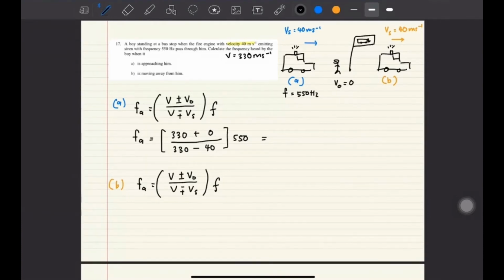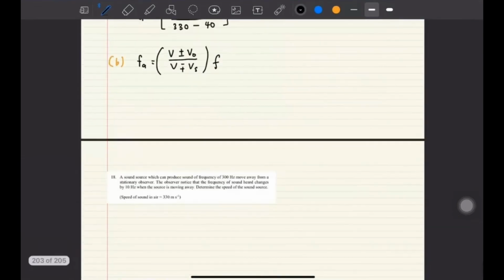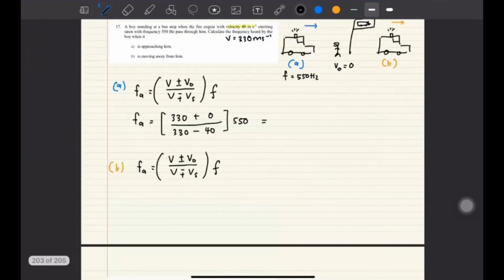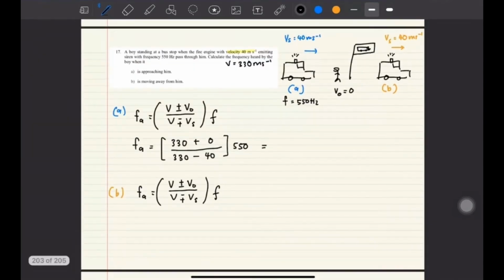Okay, so dapat berapa ni? Question 17A. Mana saya dapat 330 tu? Saya ambil daripada soalan seterusnya. Dia sepatutnya diberi lah. Sepatutnya dia memang beri dalam soalan ni. Sebab dia tak kasih, so saya korek kat sebelah lah soalan yang seterusnya. Tapi itu adalah constant untuk sound wave.